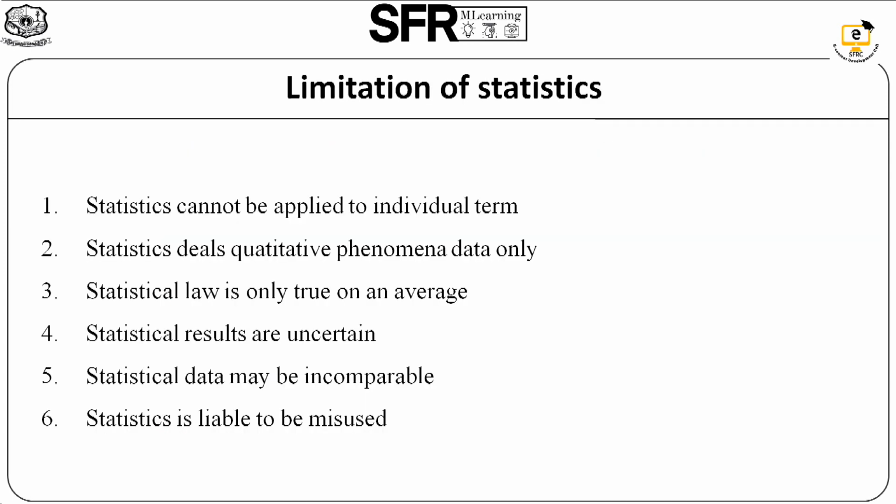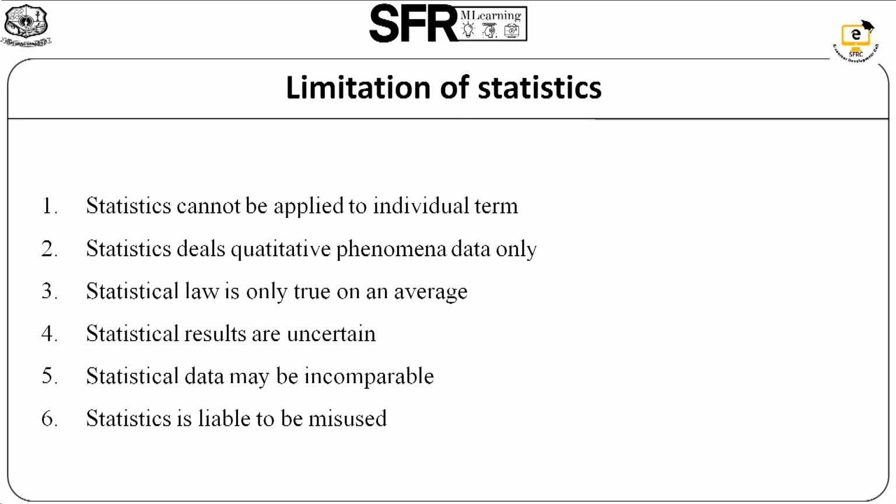Next, limitations of statistics. Limitations means it is only for this, not for that. Already we have seen statistics is suitable for quantitative information, not for qualitative information. Like that, here also we have some limitations. Statistics cannot be applied to an individual item. Statistics is a group of facts. It cannot be applied to an individual item, it is for groups of items.